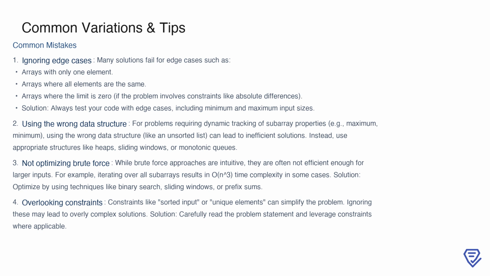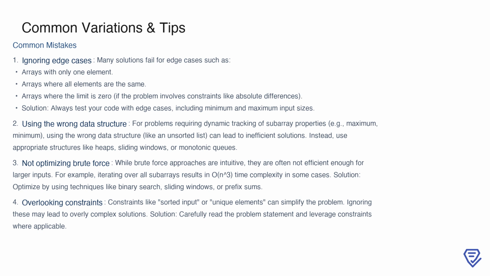Another issue is using the wrong data structure. For instance, problems that require dynamic tracking of subarray properties, such as the maximum or minimum value, often demand more efficient structures like heaps, sliding windows, or monotonic queues. Using an unsorted list here would lead to poor performance. Additionally, brute force approaches, although intuitive, are rarely efficient for larger inputs. For example, iterating over all possible subarrays can lead to O(n³) time complexity in some cases, which is impractical for large inputs. Techniques like sliding windows, binary search, or prefix sums can help optimize such solutions.